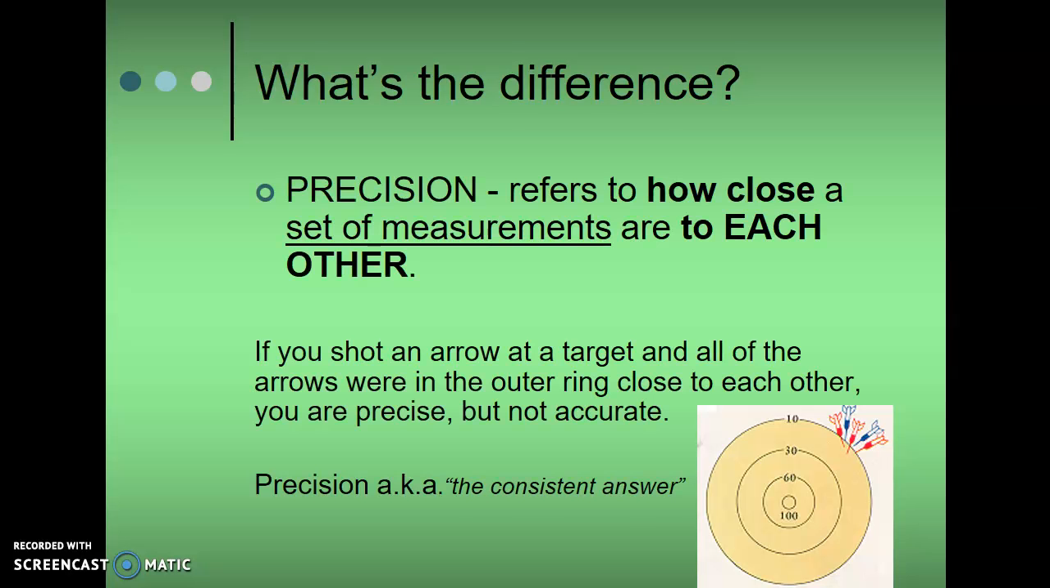So what is the difference between them? We figured out that accuracy was how close you are to a true or accepted value. Precision refers to how close you are to each other. So say that you take multiple measurements, which usually we do, and they are all around the same area. That would be precision. If you shot an arrow at a target and all of the arrows were in the outer ring close to each other, you are precise, but you are not accurate. If you were accurate, you would be close to the bullseye in the middle. So notice all of these arrows on the outside are close together. That would be precision. So precision is consistency, whereas accuracy is the right answer.